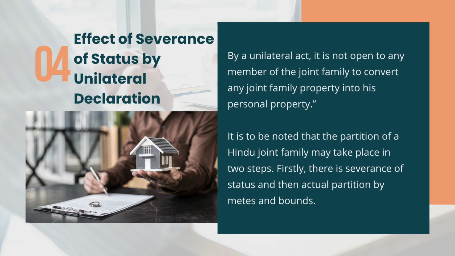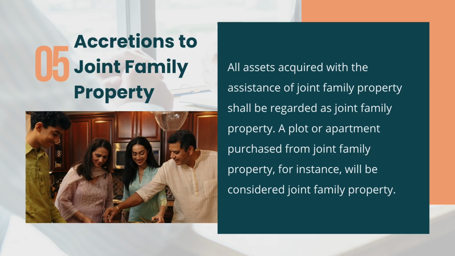It is to be noted that the partition of a Hindu joint family may take place in two steps. Firstly, there is severance of status and then actual partition by metes and bounds. What about accretions to joint family property? All assets acquired with the assistance of joint family property shall be regarded as joint family property. A plot or apartment purchased from joint family property, for instance, will be considered joint family property.